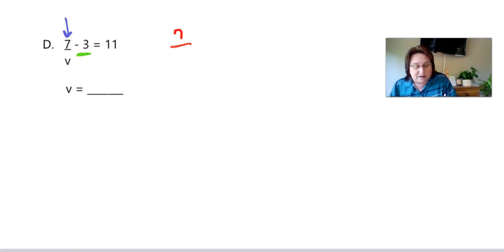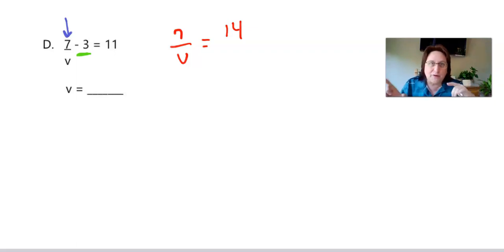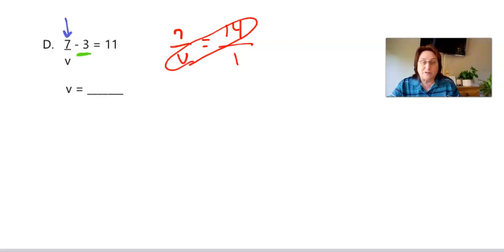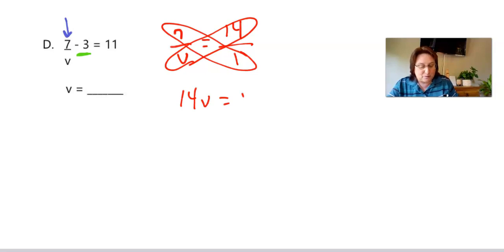So I'm going to end up with 7/V equals, and when I do 11 plus 3, that gives me 14. Okay, you guys remember, I've said this before in a couple of the other videos, that when you have a fraction equal to a whole number, put the whole number over 1 and cross multiply, right? Okay, so let's cross multiply. First of all, I'm going to have 14 times V, which is 14V, equals, and then 7 times 1 is 7.